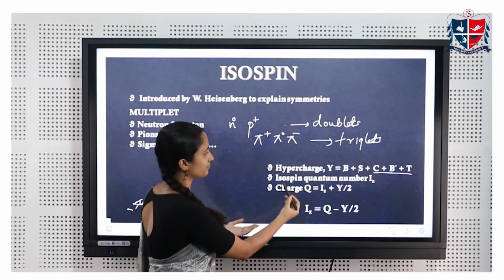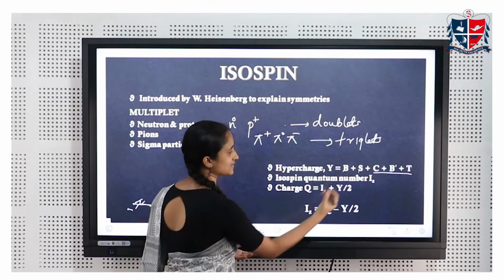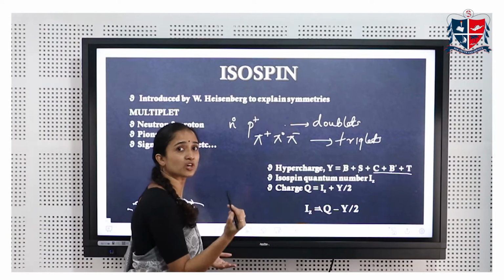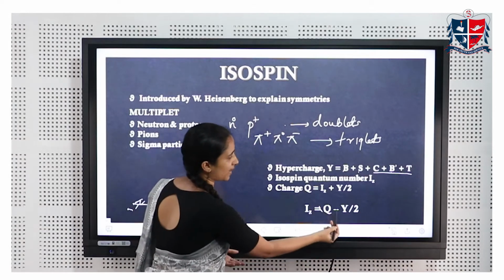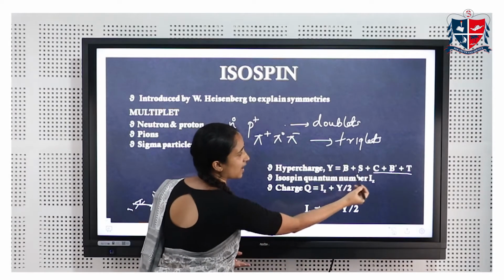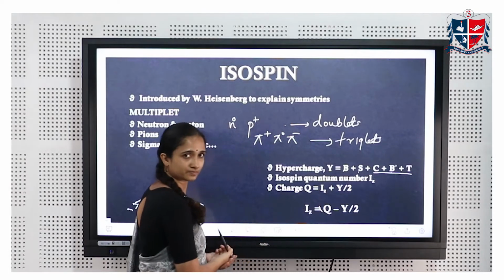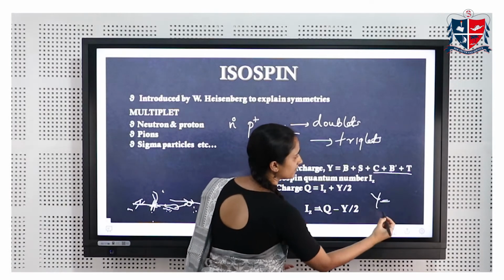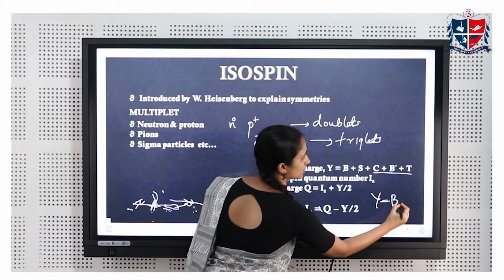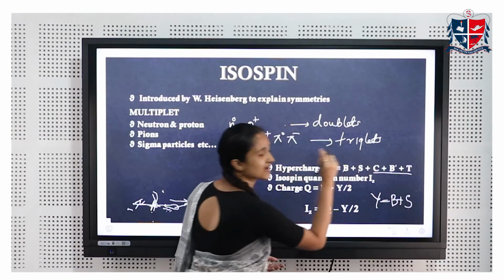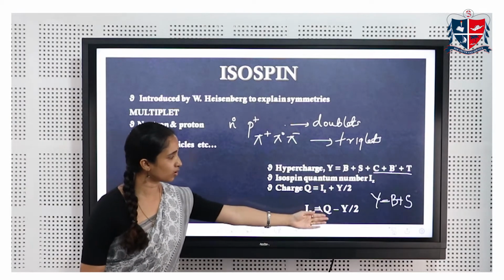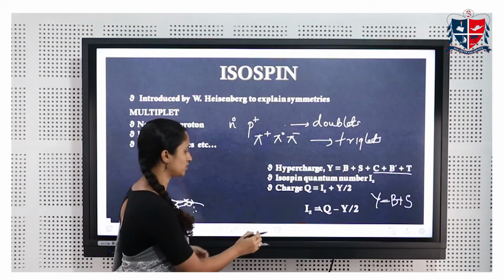Okay, so we can define the isospin quantum number Iz as Iz equal to Q minus Y by 2, where Q is the electric charge of the particle and Y is the hypercharge. Normally, when we consider hypercharge for the particles that we are familiar with, we take hypercharge Y equal to B plus S. So the isospin quantum number is Q minus Y by 2.